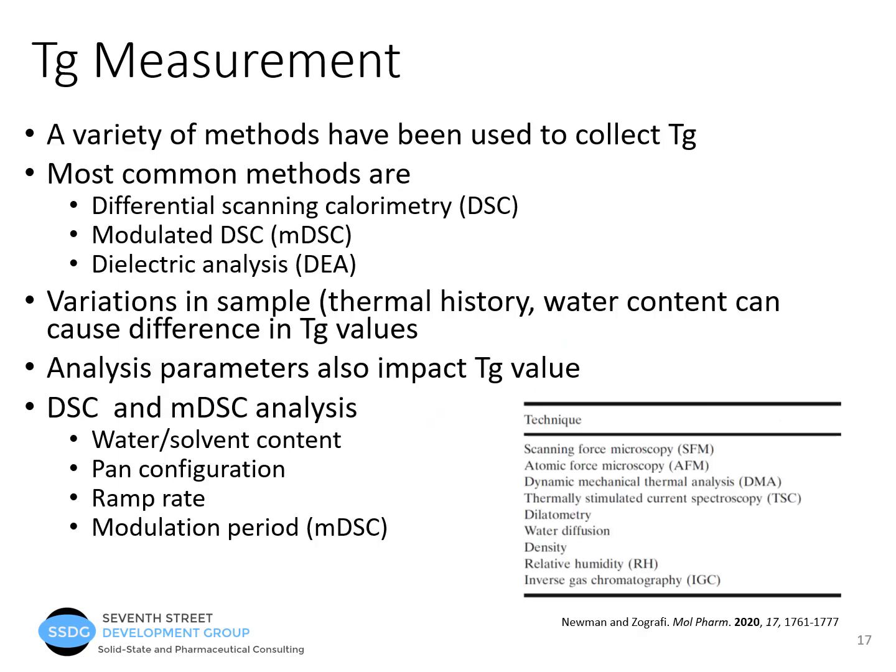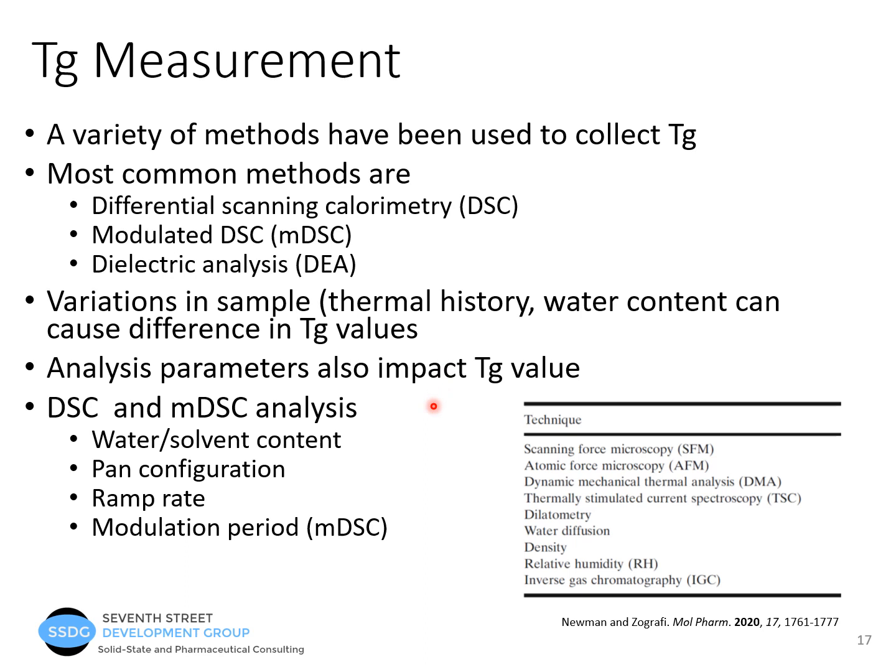Let's talk a little bit more about how to measure glass transition temperatures. A variety of methods have been used to collect glass transition temperatures, as shown here. The most common methods, especially the ones we've been talking about, are differential scanning calorimetry, modulated, and dielectric analysis. But again, as we've talked about, there are a lot of variations in the sample that can cause TG differences.